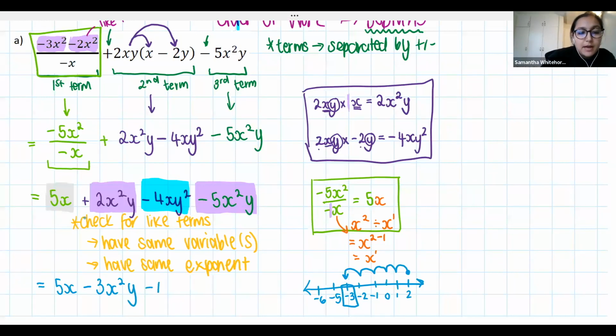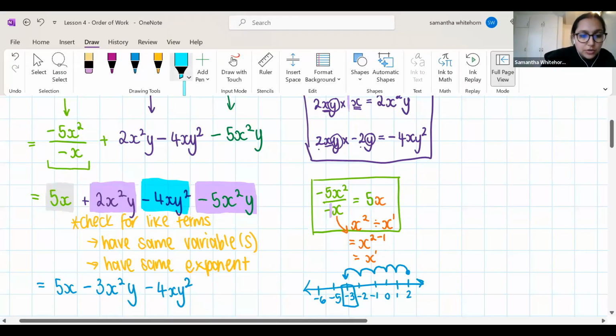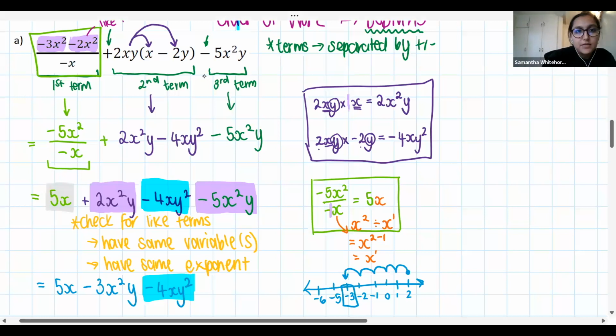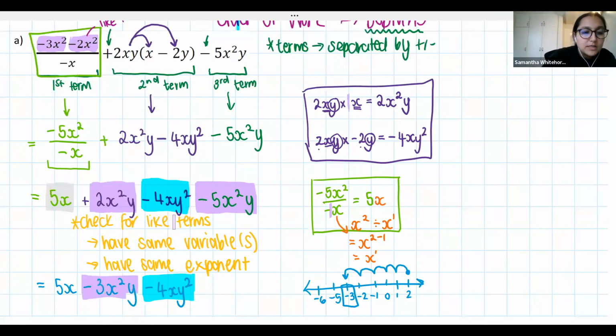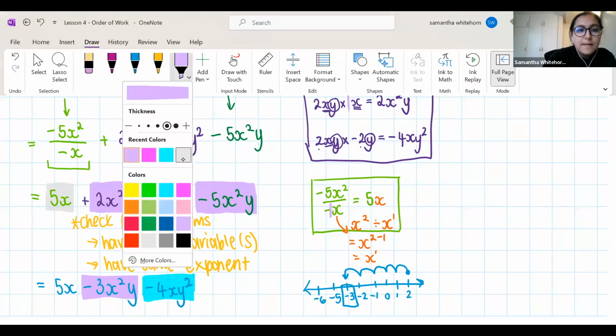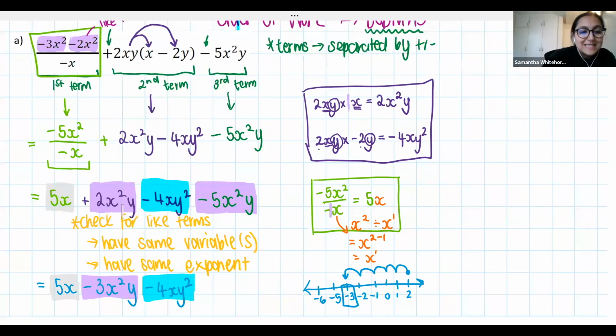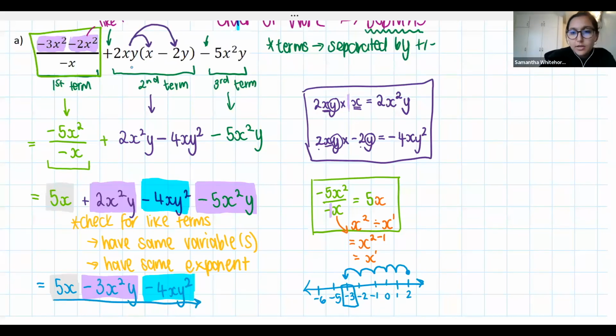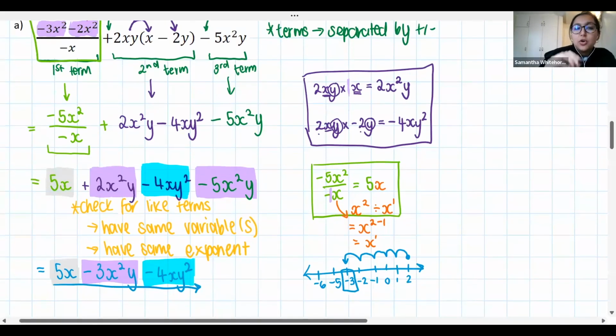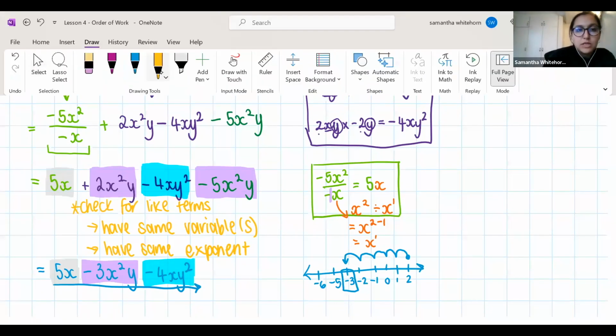And then I've got my minus 4xy squared all by itself because it didn't have a like term. So just to show you, these are the like terms that I have simplified. Remember, the blue one and the gray one didn't have any like term pairs to it, so I couldn't actually do anything with it. And that is why they've stayed exactly the same as they are. And this is now my final answer. I have no more like terms, and so I can't do any more additional subtraction.